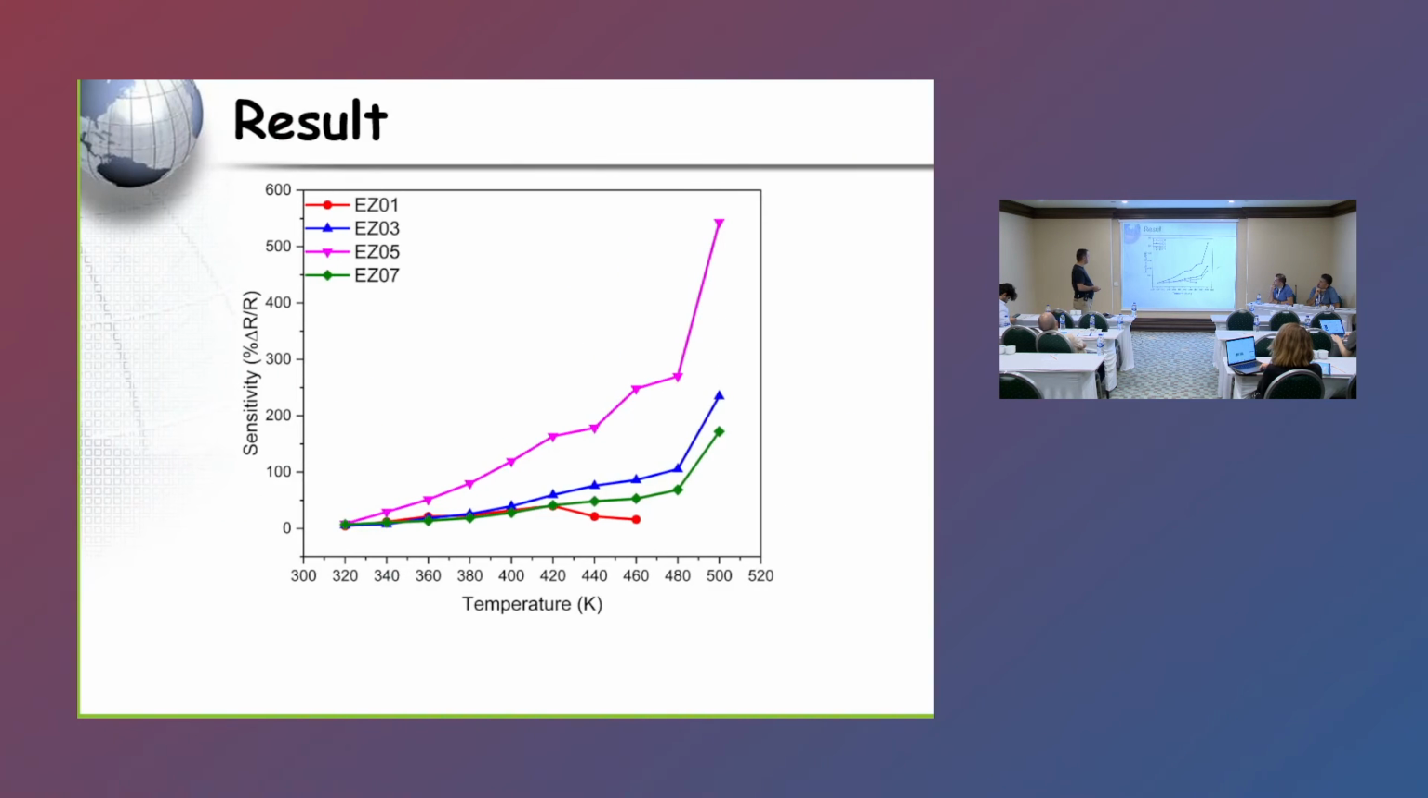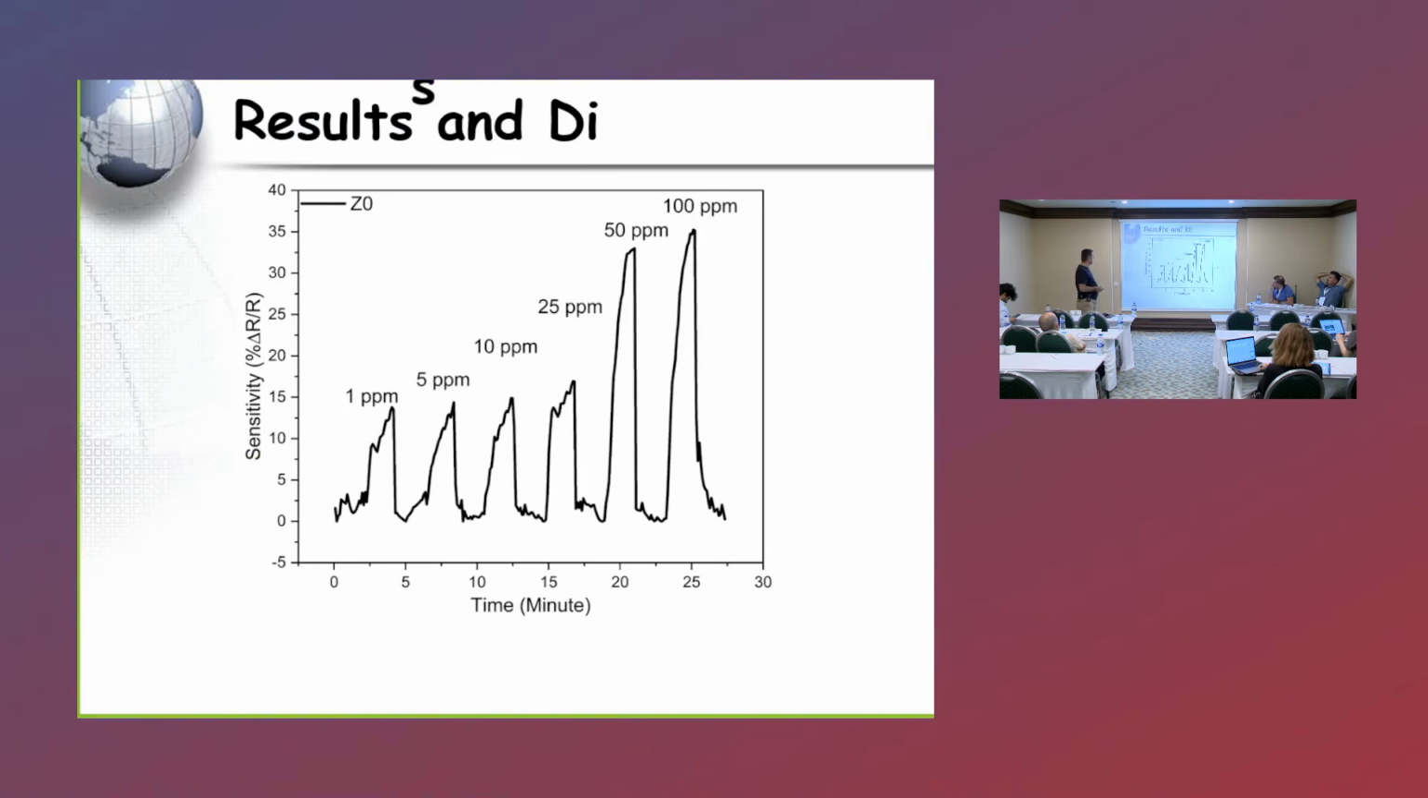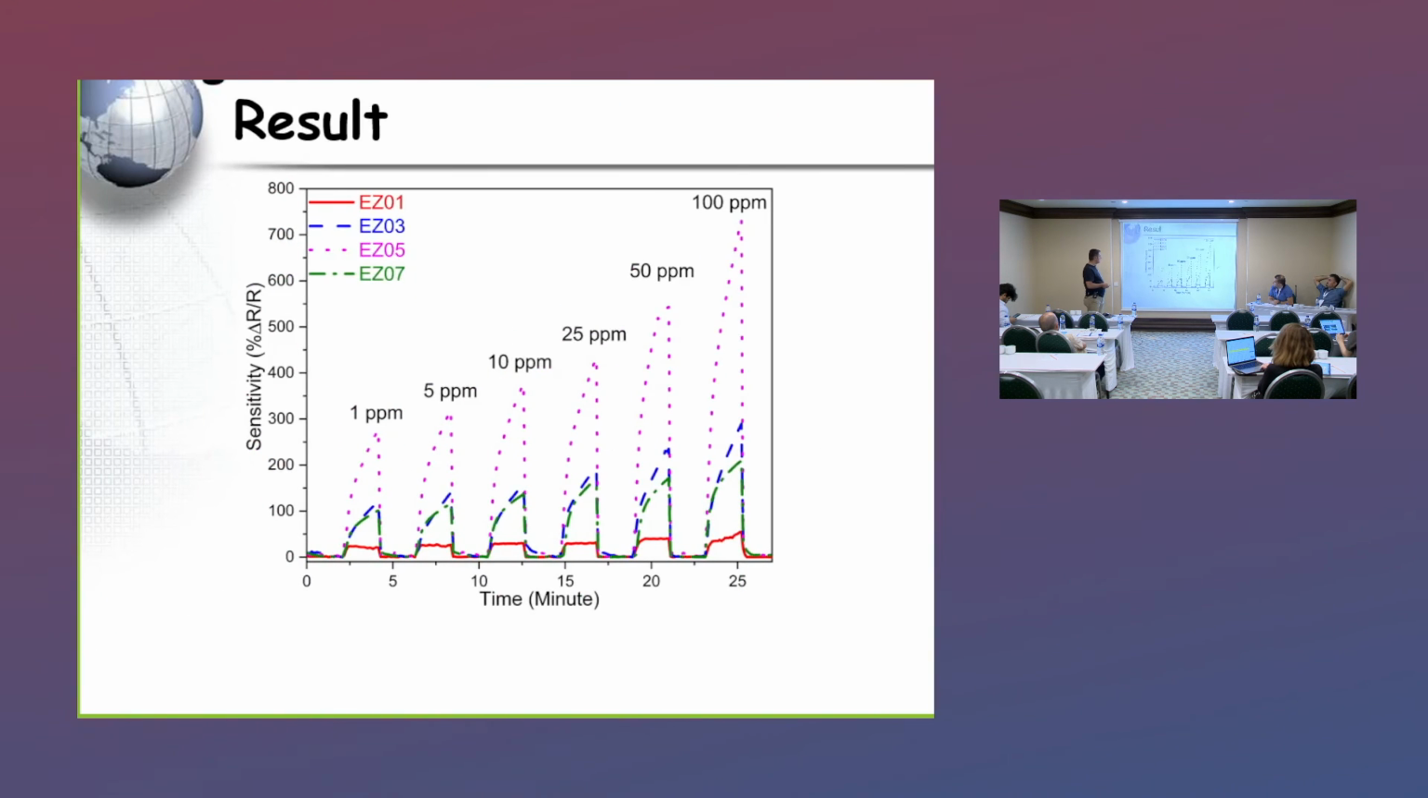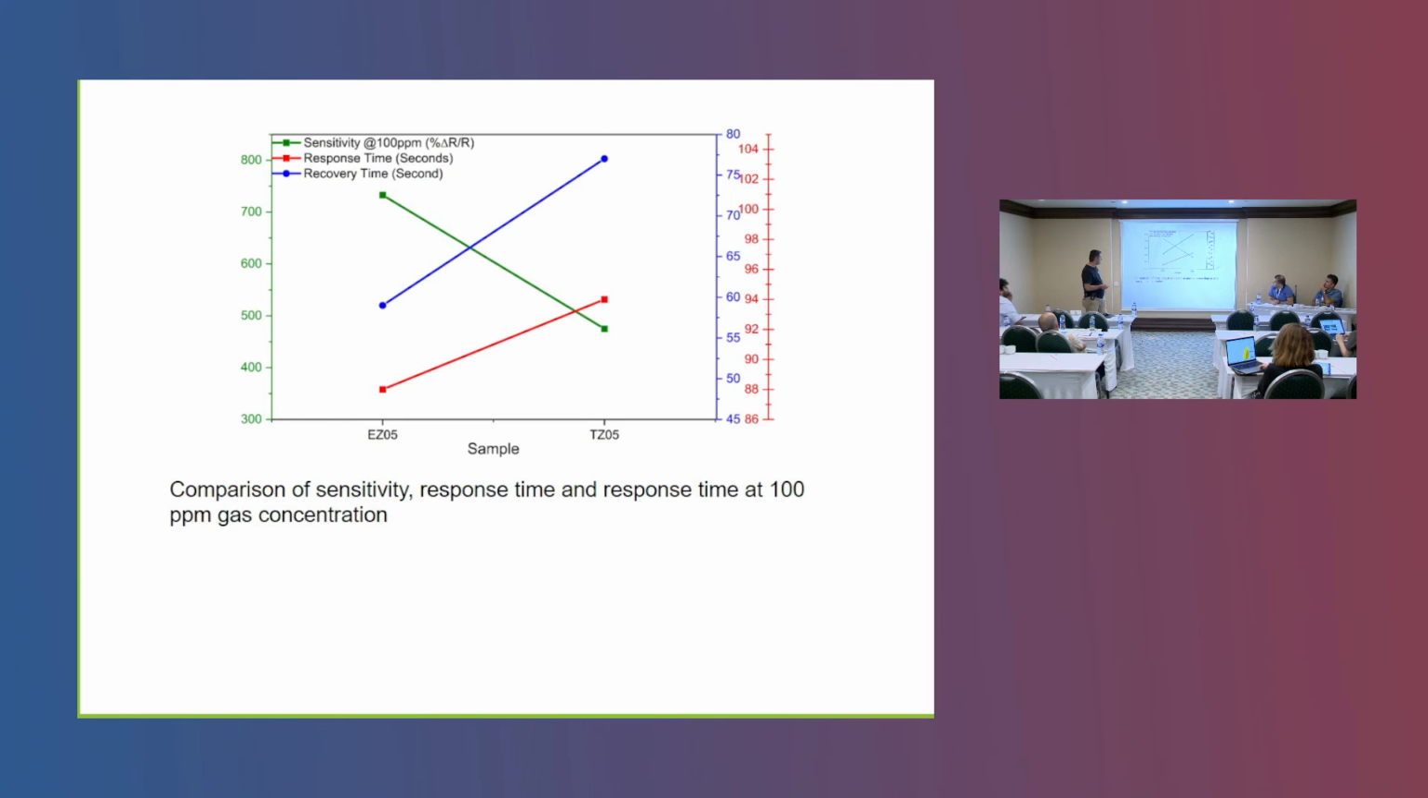The last part is carbon dioxide sensing. This is sensitivity versus temperature. This is the sensitivity with different flowing carbon dioxide gas, and the time. And again, this is another one. And this is the comparison of sensitivity and the response time at the 100 ppm gas concentration.